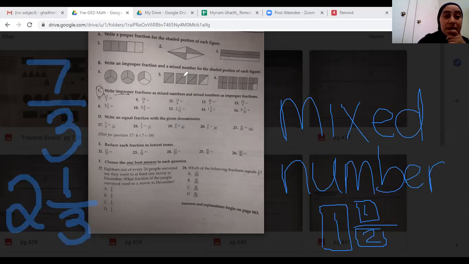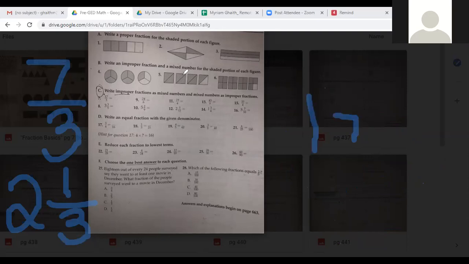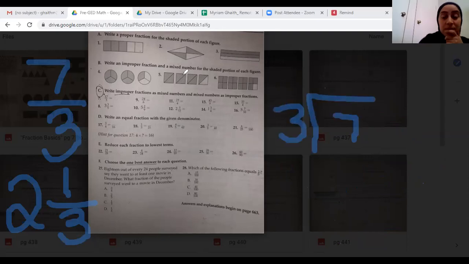Okay, and I'll show you one more time how we did that. I'm going to do it on this side. Ready? Can you see my screen now? Yes. Okay. So again, we're going to say 7 divided by 3.